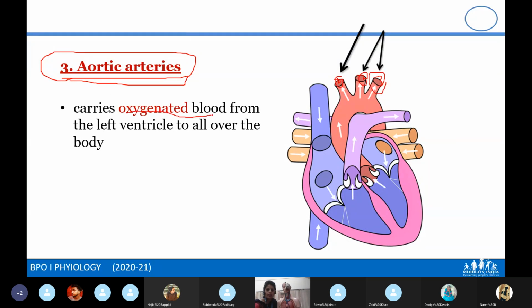This artery has three parts: part 1, part 2 and part 3. It carries oxygenated blood from the left ventricle to all over the body. From the left ventricle the blood it carries and supplies to different parts of the body. That is the function of the aortic artery.